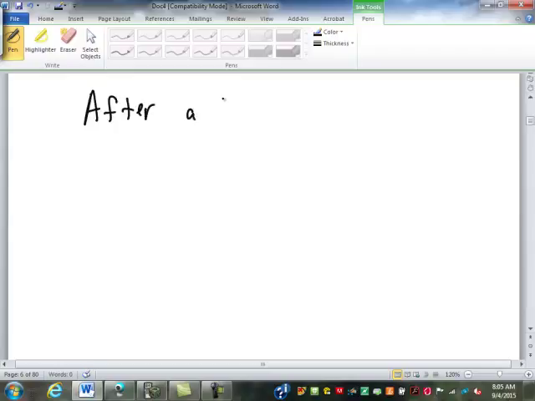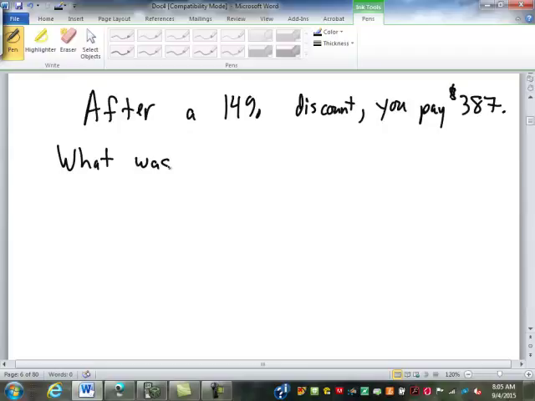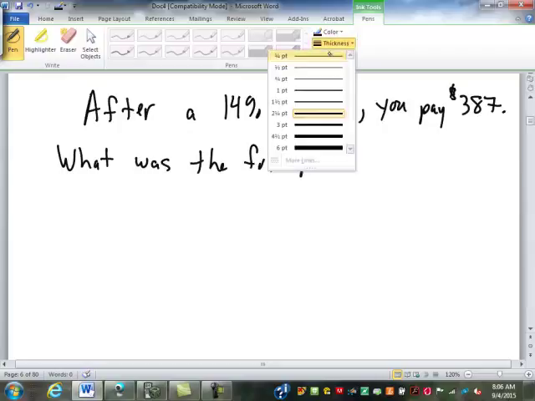After a 14% discount, you pay $387. What was the full price? Or what was the price before discount, however you want to word it.